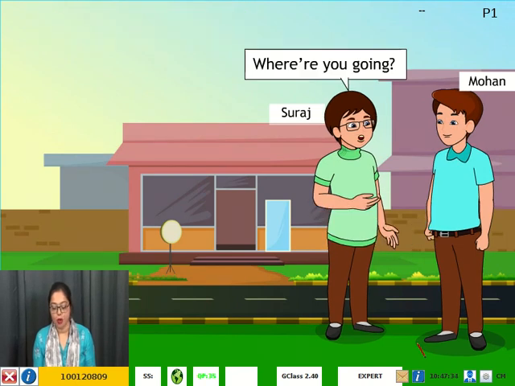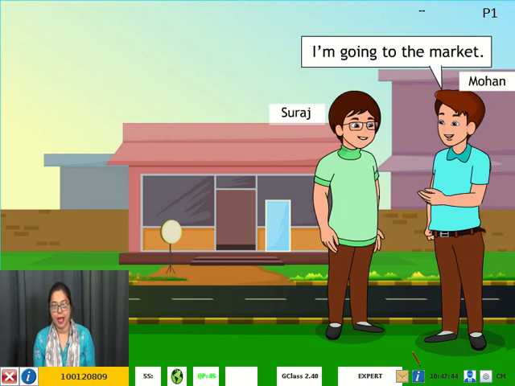Then you see, what is Suraj saying to Mohan? Where are you going? And what did he reply to this question? I am going to the market. So these are the question and answer.